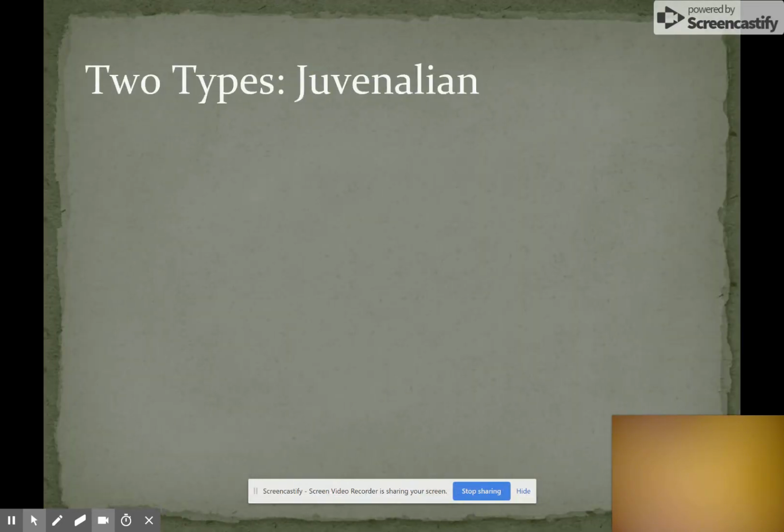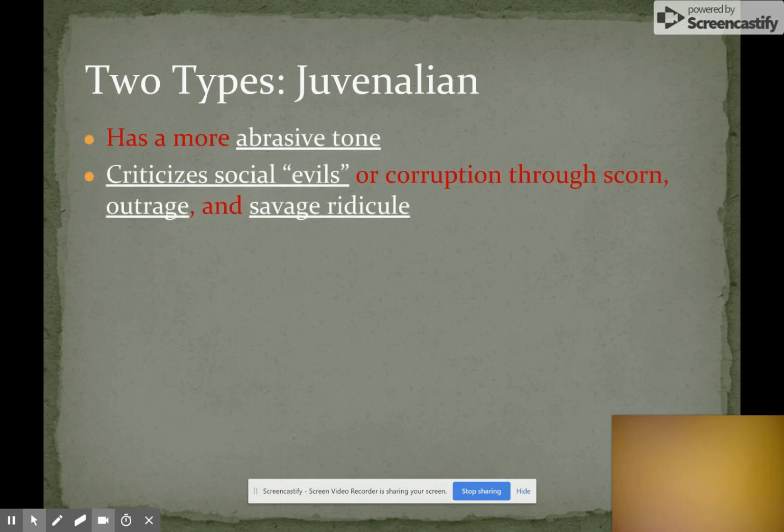All right, then we have Juvenalian satire. So this has a little bit more of an abrasive tone. It typically criticizes social evils or corruption through scorn, outrage, or savage ridicule. So can you see the difference? Horatian is just kind of funny, lighthearted, no big deal. Juvenalian is a little bit more critical. It's a little bit more harsh, and it's got some savagery to it.